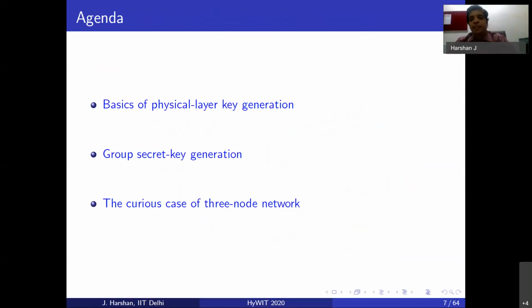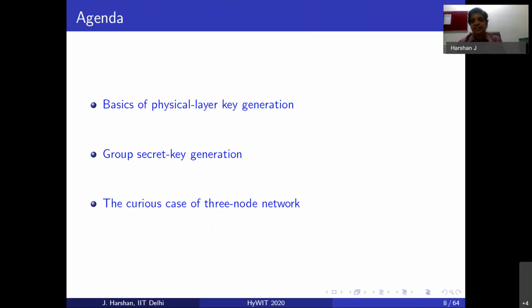Right. So I think with that background, we are now ready to move into the technical contents of this particular talk. So here is an outline of what I'm going to present today. Briefly, I'm going to introduce the basics of physical layer key generation. And then we are going to look at a generalization of it, what is known as group secret key generation. I'm going to talk about it in detail. And then the majority of the time, we are going to look at a very specific case of group key generation. I'm going to call it the curious case of a 3-node network.